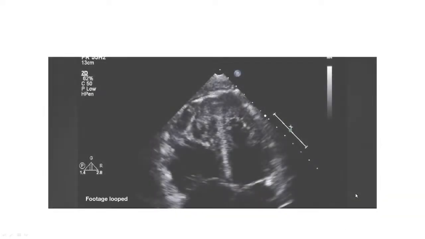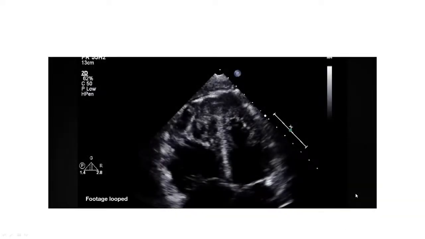This is the echo, it's not playing. As you can see, inside the right ventricle there are trabeculations, and the RV wall is thinned out. So this is what you see in ARVC.